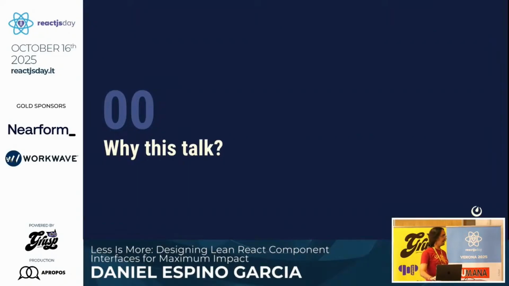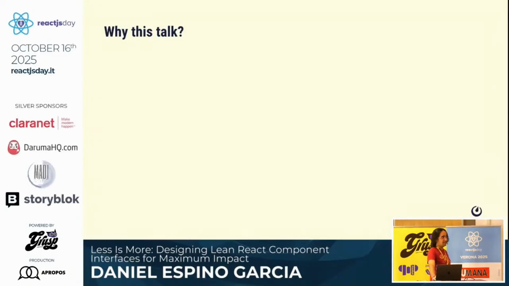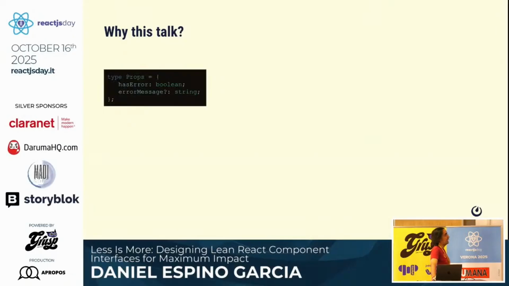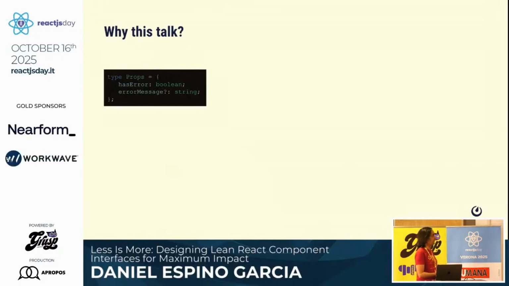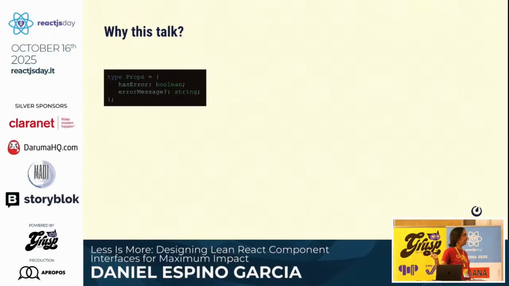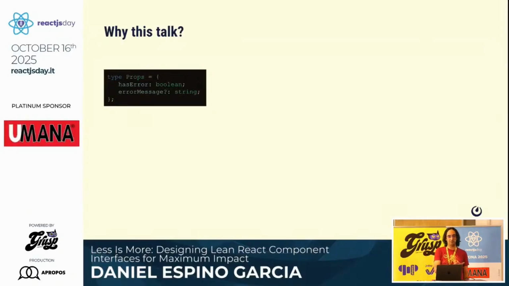So why am I doing this talk? Let's see, for example, this. We have a component whose props are error and error message, which sounds fine, right? No, this is not fine. What does it mean to have an error message and has error being false? That's supposed to be an impossible state. Why do you have that impossible state there?